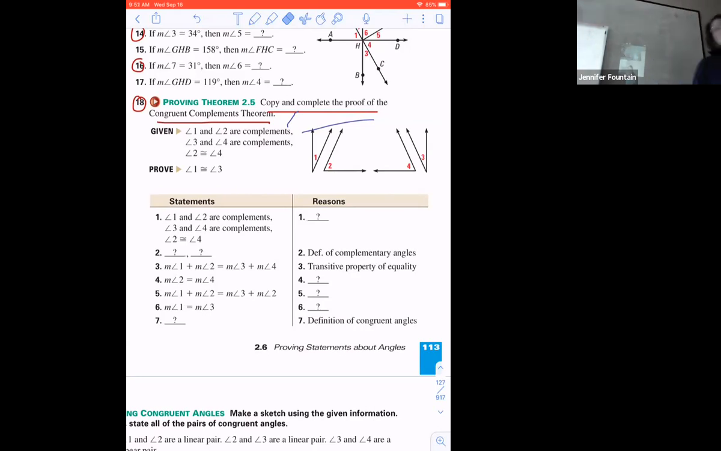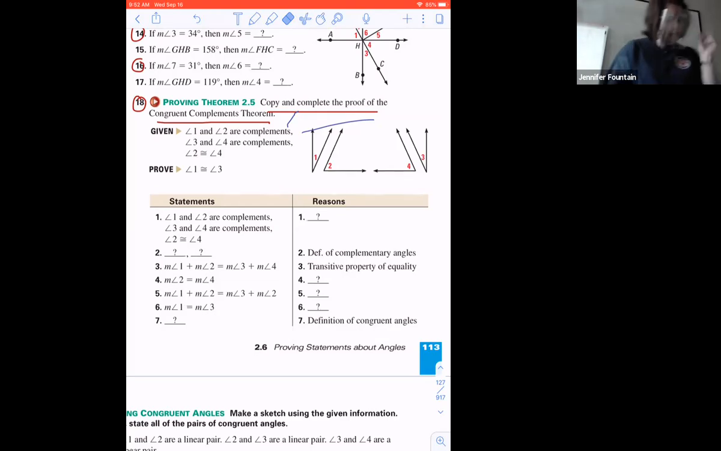Good. Angle 1 plus angle 2 equals 90 degrees. We have in the given that they're complements, so now we need to show, based on the definition of complementary angles, that angle 1 plus angle 2 equals 90 degrees. Angle 3 plus angle 4 also equals 90 degrees. So that's number 2. Number 3 tells us that the measure of angle 1 plus the measure of angle 2 equals the measure of angle 3 plus the measure of angle 4.